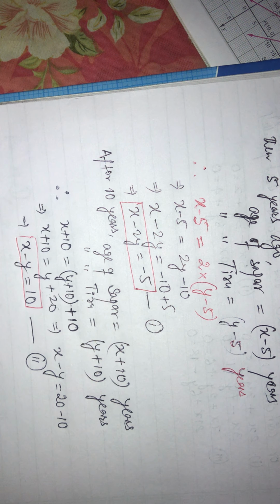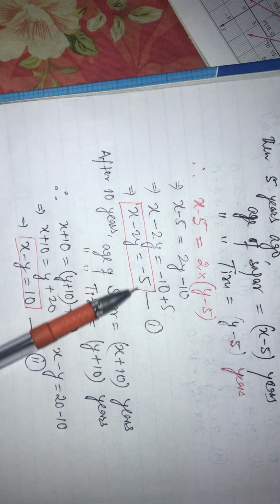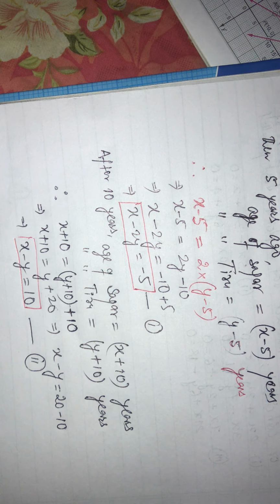Okay, so algebraically we framed the equations. The first equation, x minus 2y equal to minus 5, second, x minus y equal to 10. Both the equations are obtained. Now next is to make a table and then plot the graph. That part up to plotting the graph we already discussed in our previous class, so I don't need to explain much. Let's go quickly for plotting the graph.